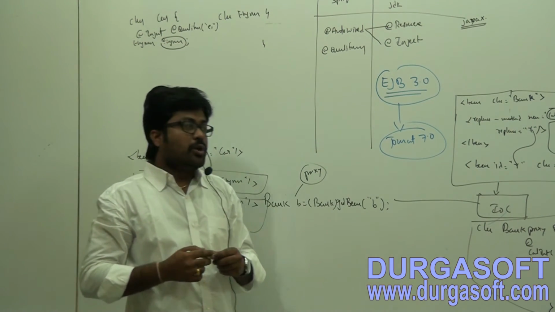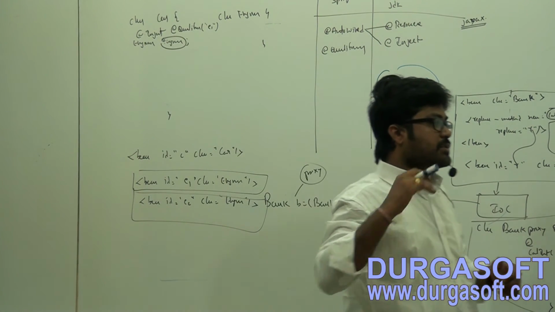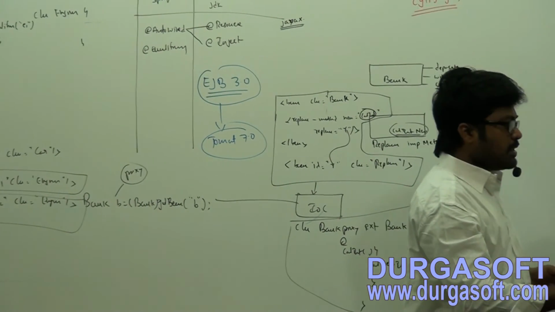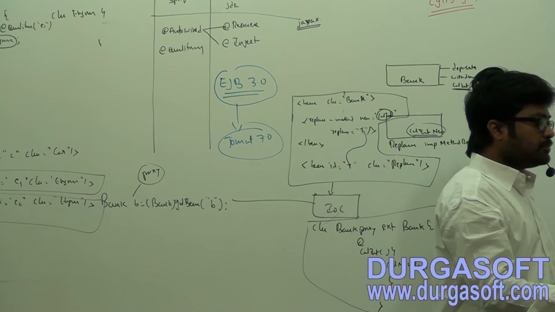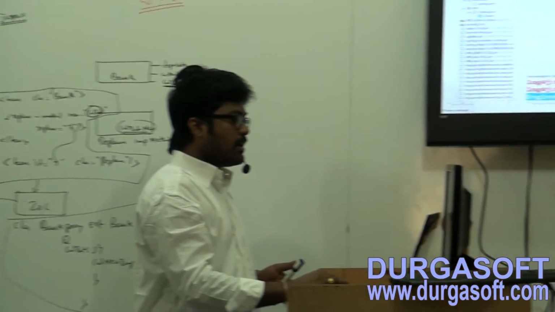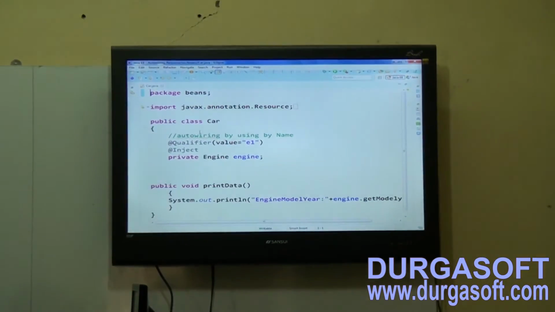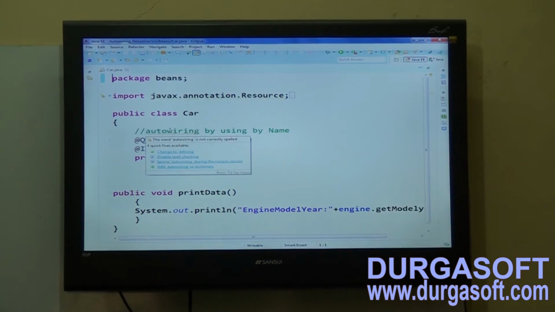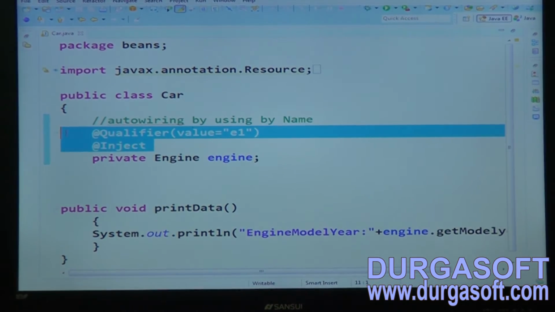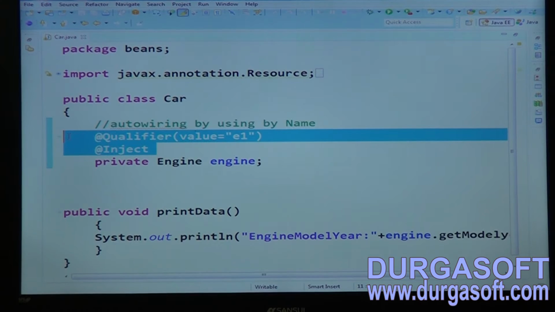So on top of Spring annotations, they give J2EE annotations. Instead of using Spring annotations, it is better to go through Sun annotations only. So the inject and resource annotations are recommended. Instead of using autowired, you can go through inject or else resource.